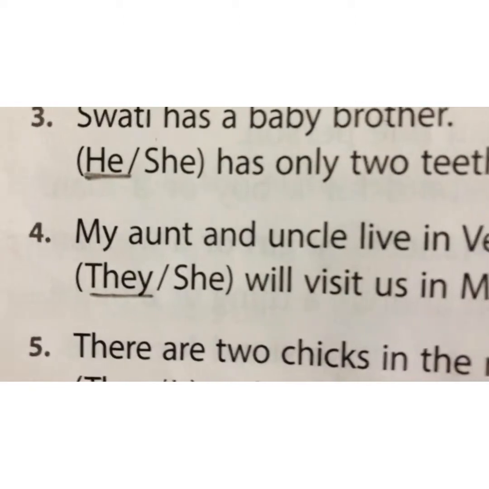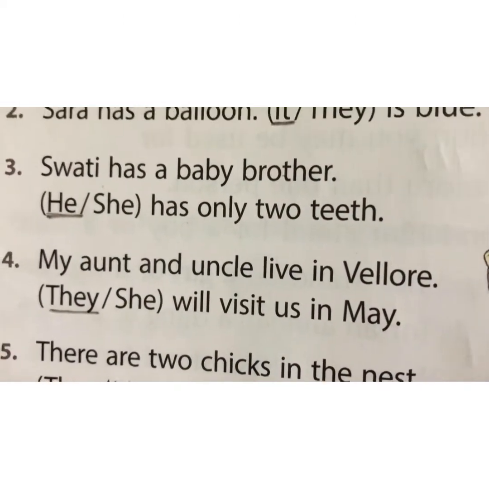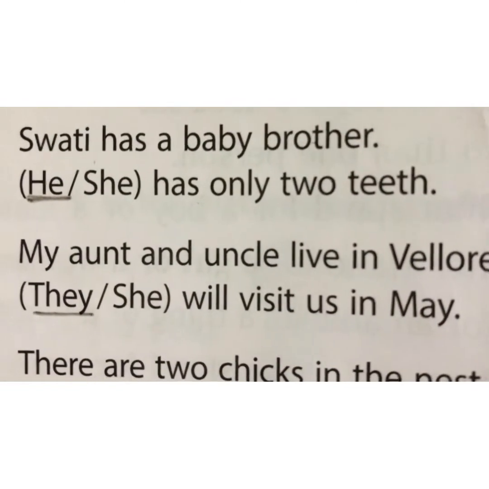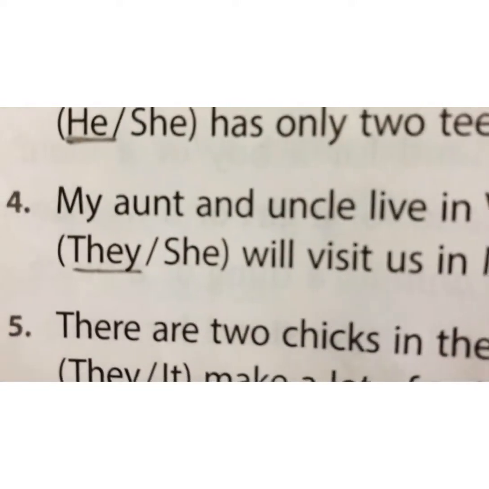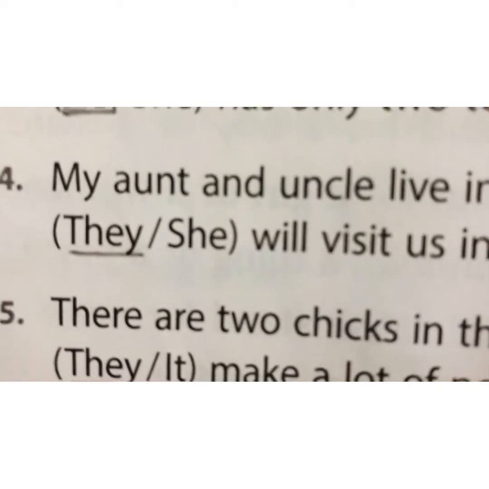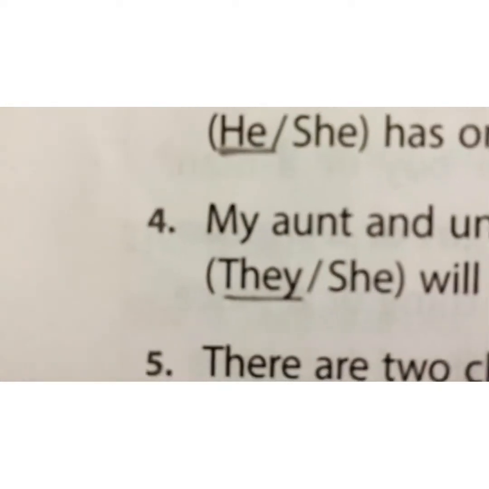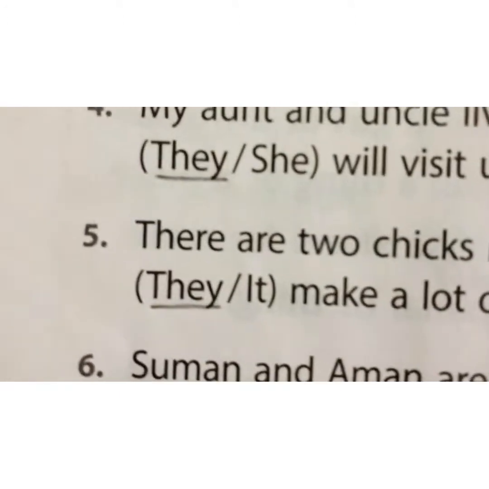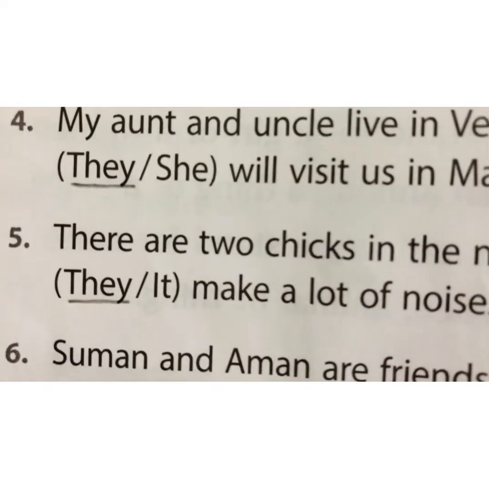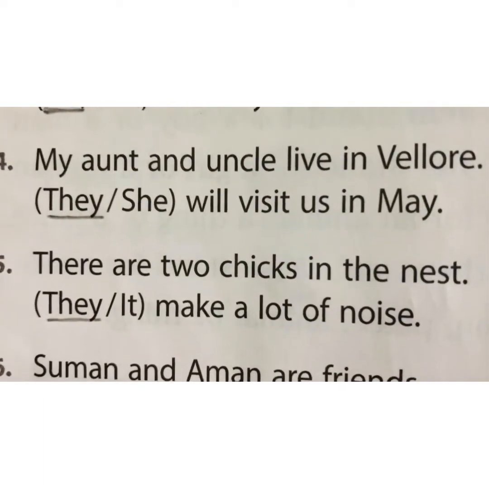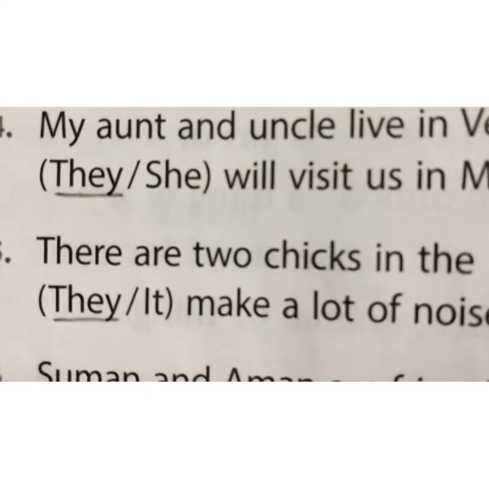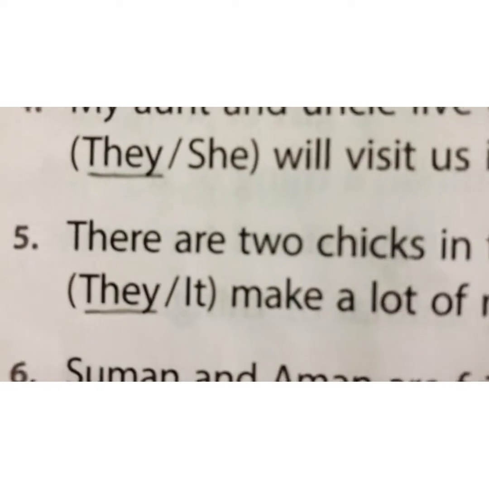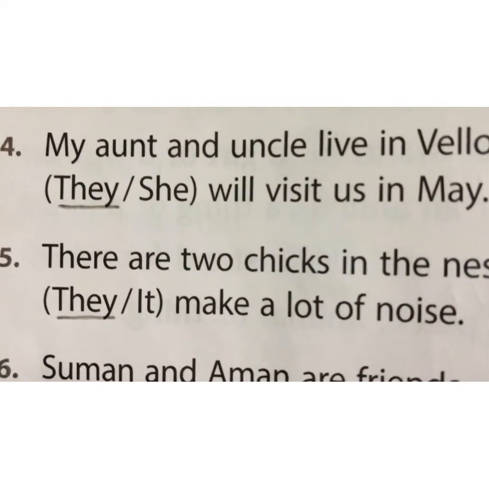Fourth, my aunt and uncle live in Vellore. They or she will visit us in May. My aunt and uncle. We are talking about 2 persons. So, we will use they. We use they for plural pronoun. Fifth one is there are 2 chicks in the nest. Again, we are talking about 2 chicks. So we will use they. They make a lot of noise.